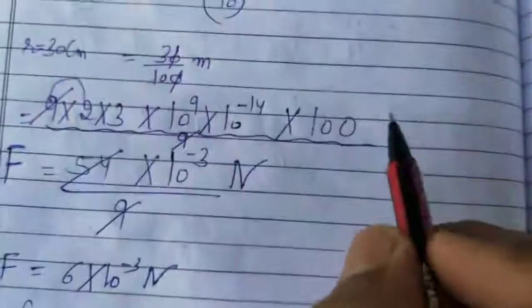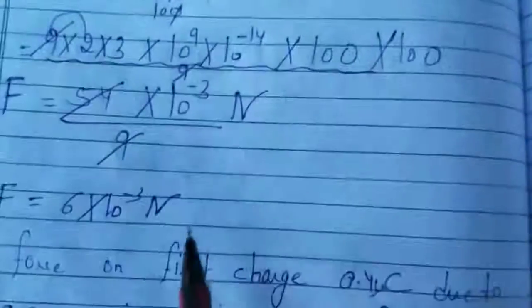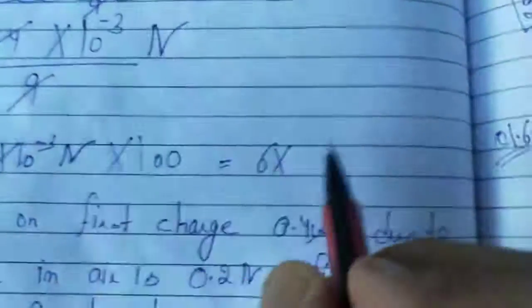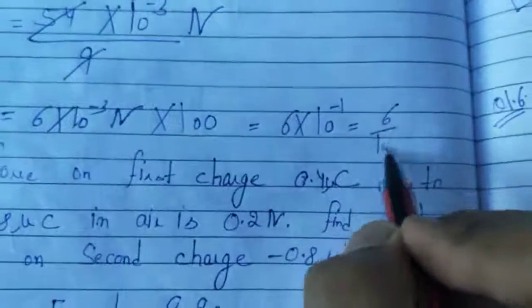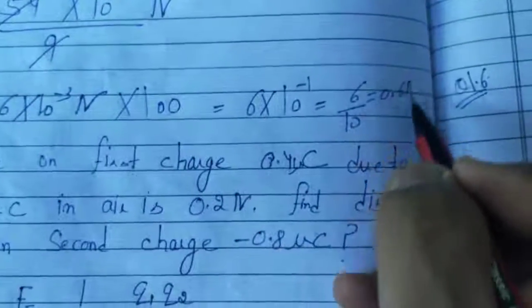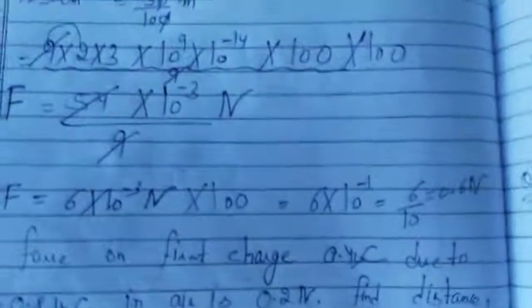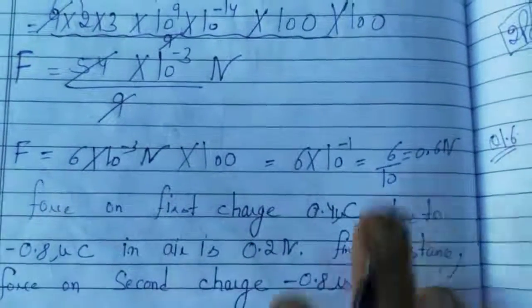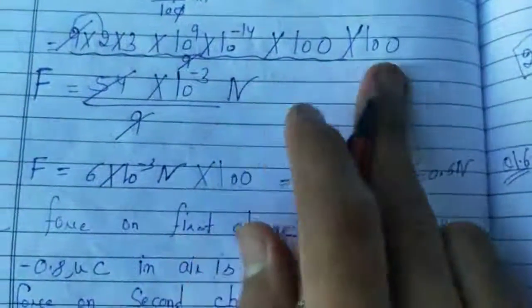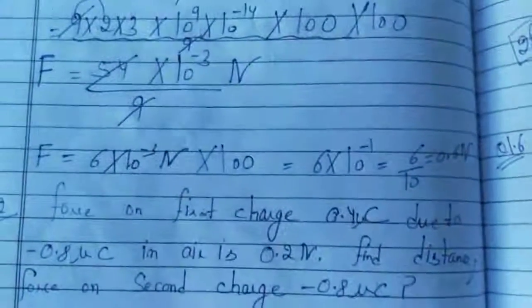So this is also wrong, and into 100, what will it become? 6 into 10 to the power minus 1. That means 0.6 Newton it will become, because there will be 200s. I have written first one, there will be 2 r square, 200s will be there.